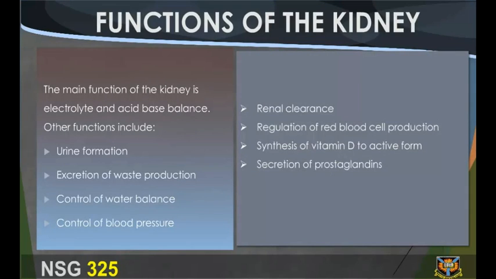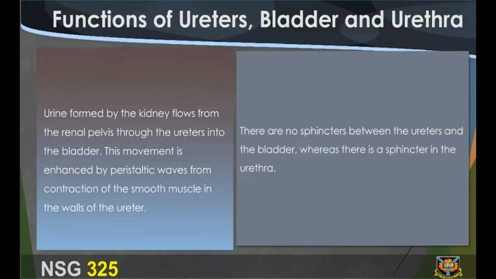Functions of the kidney. The main function of the kidney is electrolyte and acid-base balance. Other functions include urine formation, excretion of waste product, control of water balance, control of blood pressure, renal clearance, regulation of red blood cell production, synthesis of vitamin D to active form, secretion of prostaglandins.